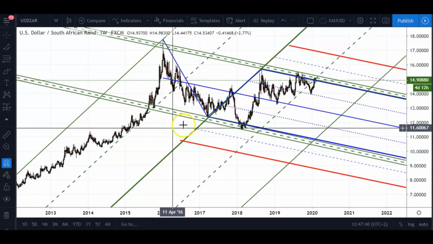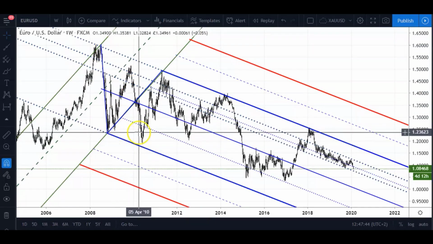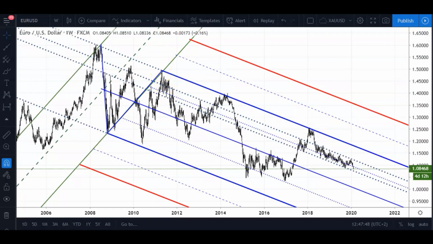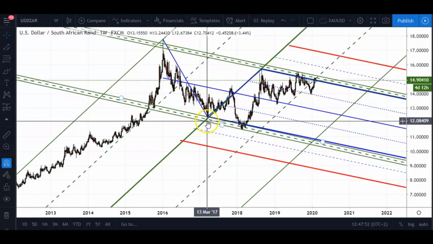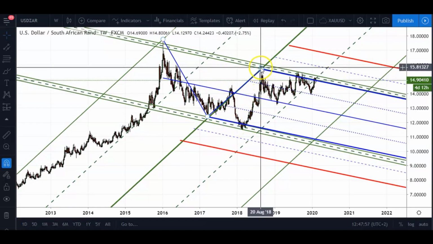Then we have another occasion, like our previous Euro US dollar chart, where price broke below and then retested that line. A lot of traders call this a kiss goodbye. And anyway, we had an action, a reaction, an action, and a reaction from that line again.